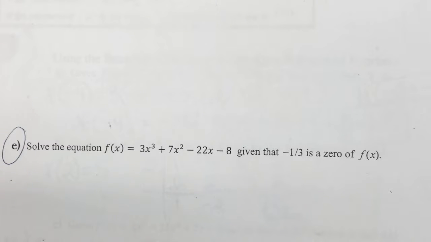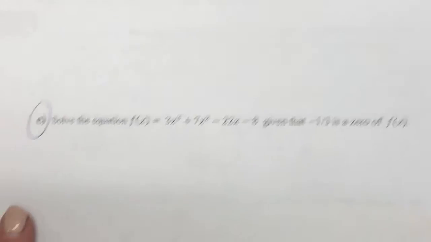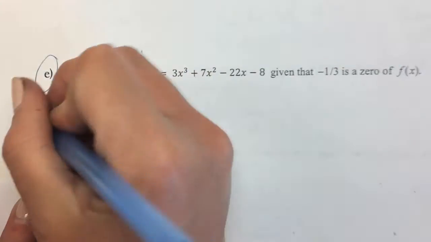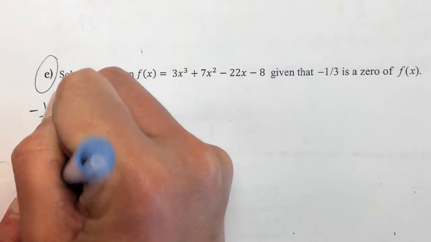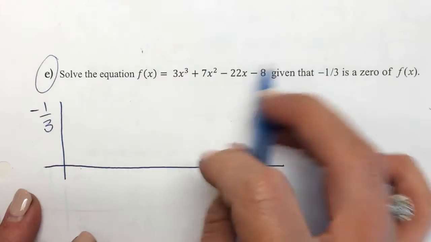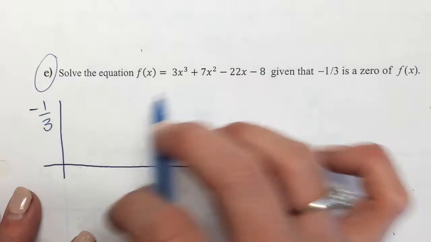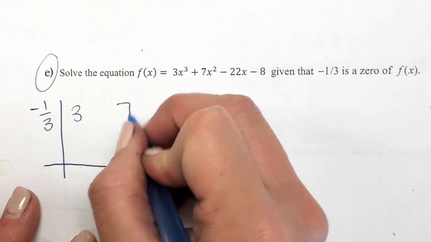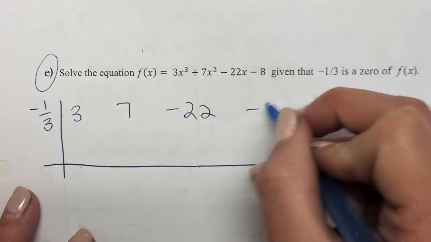Alright, E. They give us one of the zeros. That's going to be what? -1/3. This doesn't change up here. What are my coefficients? 3, 7, and 22. Good.